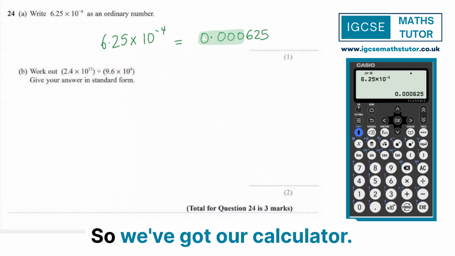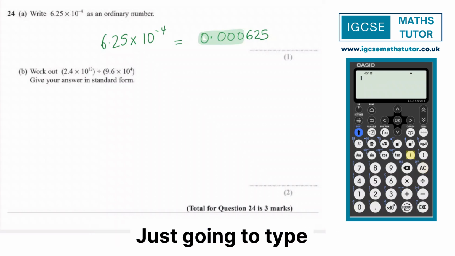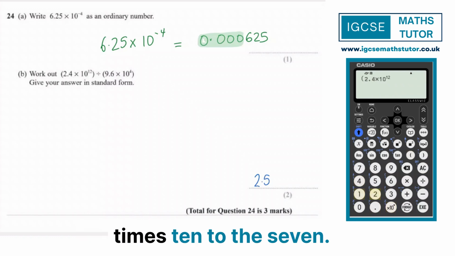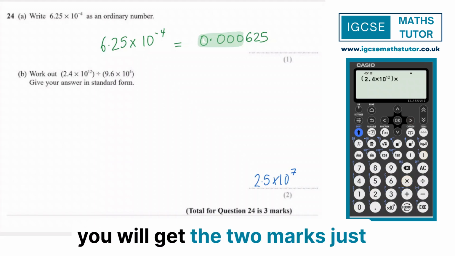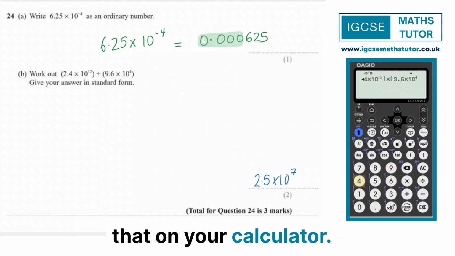Doing this in standard form, so we've got our calculator, so we can just type this in. Just going to type this in to do it. And the correct answer is 2.5 times 10 to the 7. And even those 2 marks, you will get the 2 marks just for typing it in correctly. So you should learn how to do that on your calculator.